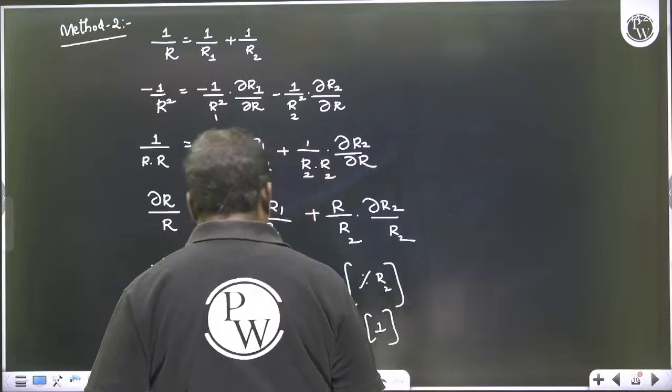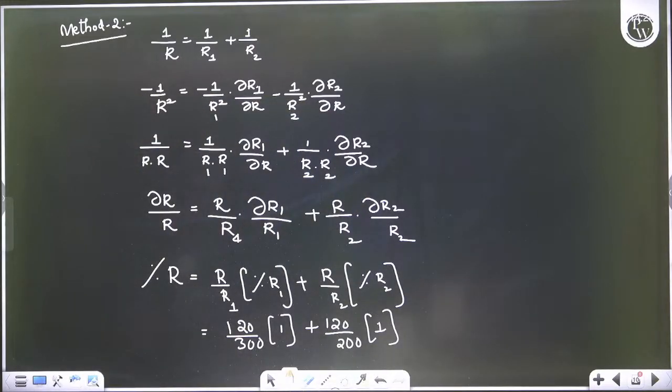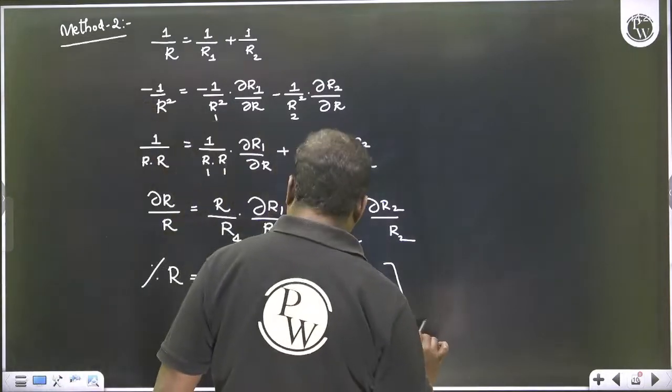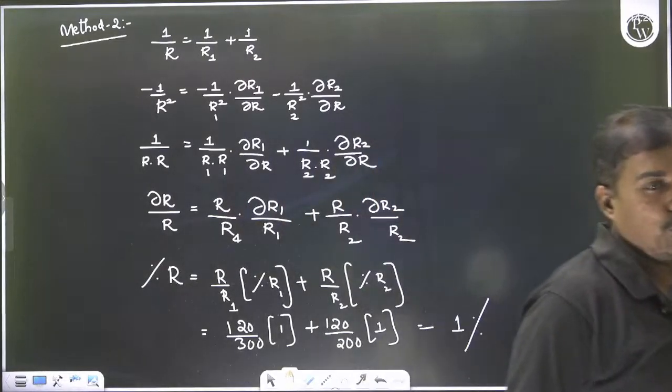So now if you simplify, how much are you going to get? Simply you are going to get 1%. So this is another method of solving the problem. There are two methods to solve this problem.